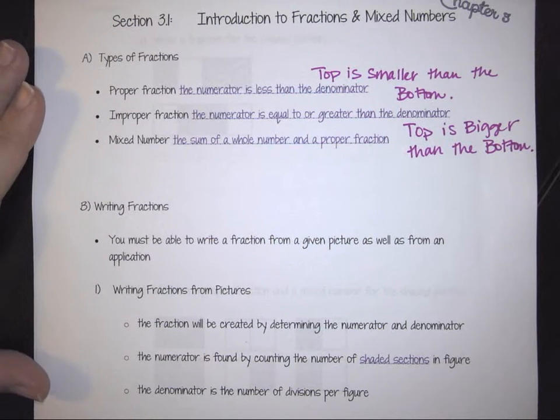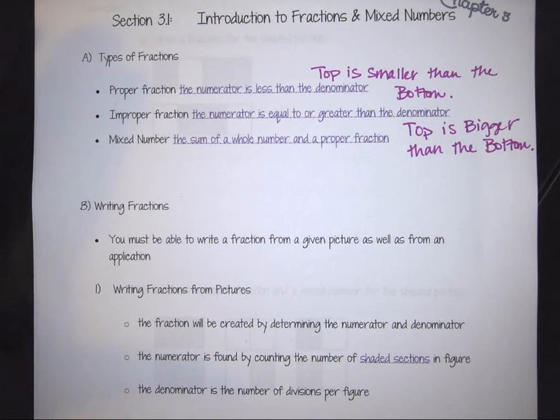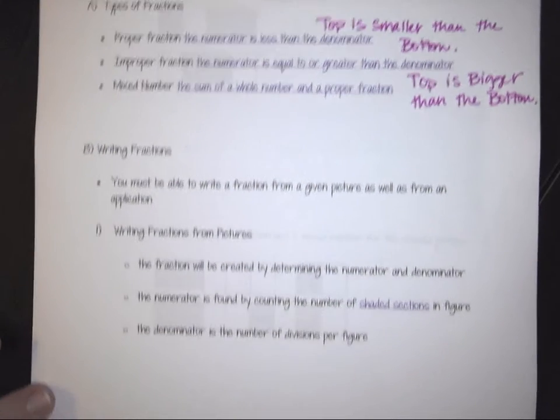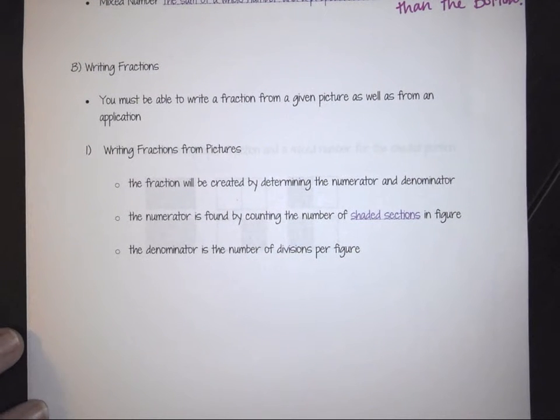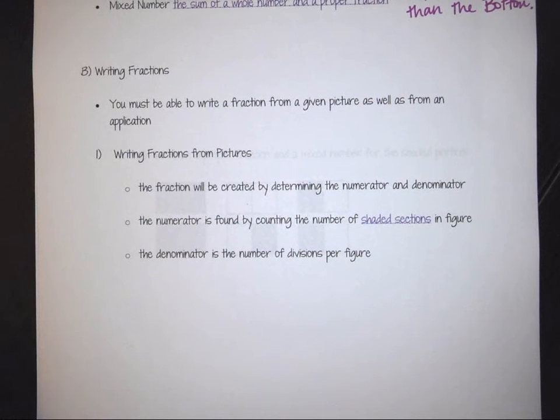Now when we're talking about a mixed number, it's just as simple as you're taking a whole number and you're adding a proper fraction onto the back end, thus making it mixed. Okay. Now with fractions, we have to know how to write them in a couple different ways. One of those ways is being able to write fractions based on given pictures. And so what that means is that you have to be able to know how to take something that you're seeing and actually turn it into a mathematical fraction.